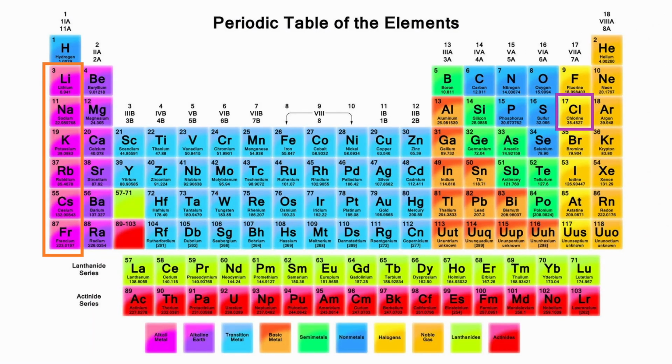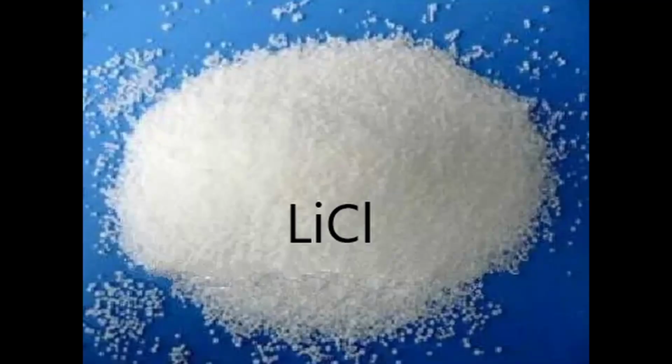As we go down the first column of the periodic table, the elements grow more reactive as their electron clouds grow larger and less tightly bound to the protons in the nucleus. We could predict any first column element bound with chlorine would taste salty. Only lithium chloride has the same saltiness as sodium chloride.